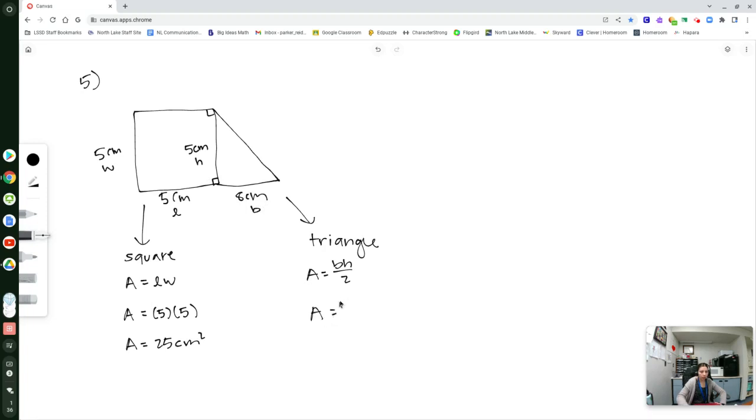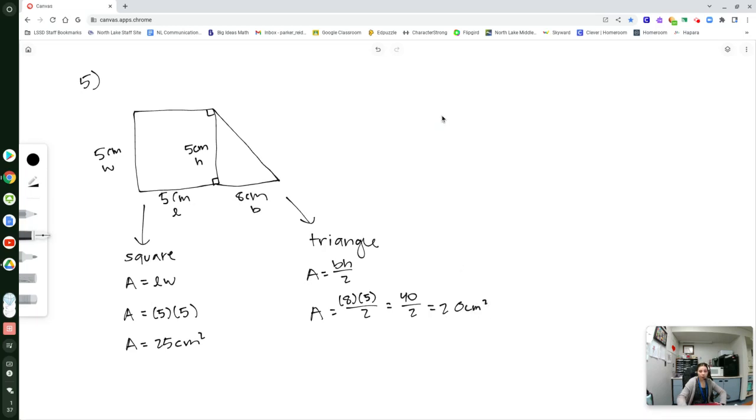So area equals base times height, 8 times 5 divided by 2. 8 times 5 is 40, and 40 divided by 2 is 20. So the area of the triangle piece is 20 centimeters squared.